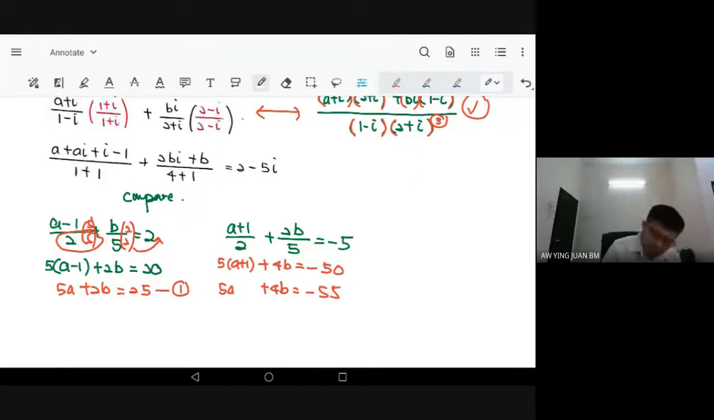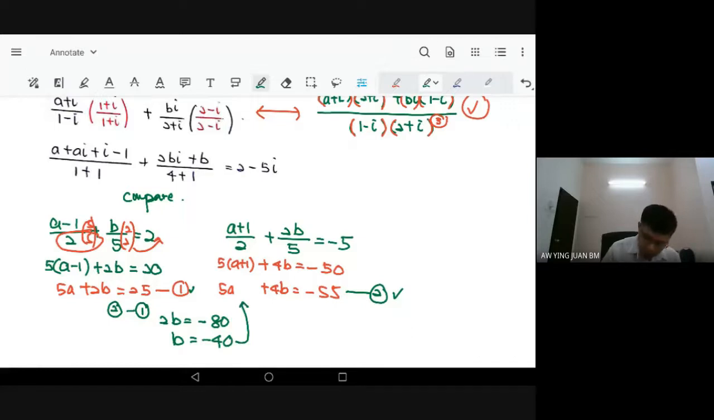Then, you boleh nampak tak? Eliminate. Namakan dia 1, ini 2. Eliminate the A. So, saya guna 2 minus 1. So, I have 2B is equals to negative 80. So, B is equals to negative 40. So, when B is equals to negative 40, ambil ini, substitute, you akan dapat 5A sama dengan negative 55, negative 4, negative 40. So, A akan dapat jawapan lah yang seperti dinyatakan dalam you punya video, which is 21. Okay ke tak? So, kalau faham, itu saja untuk pagi ini, which is the complex number and the operation of complex number.